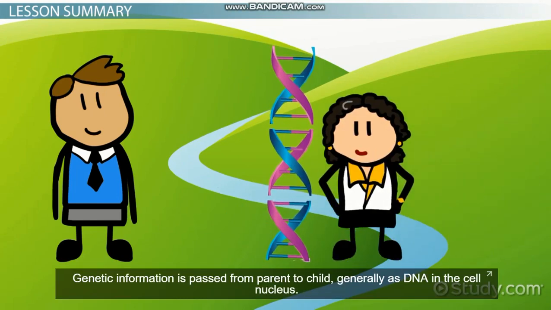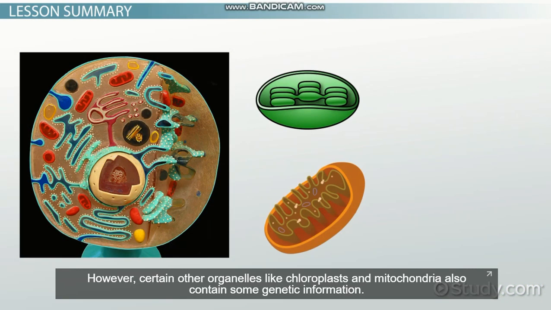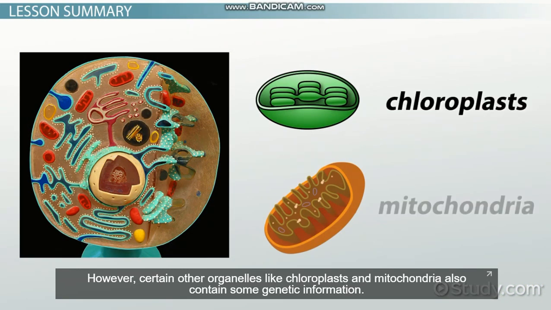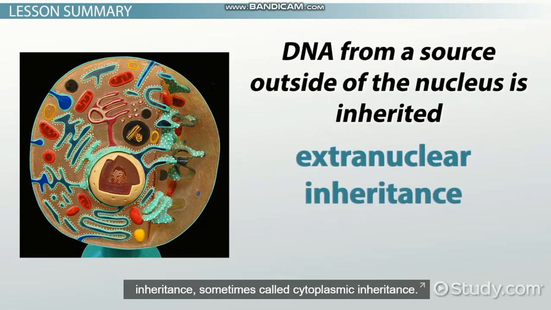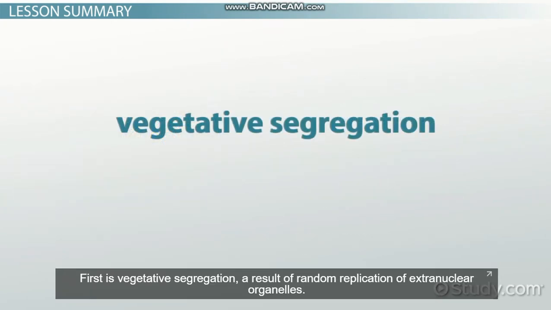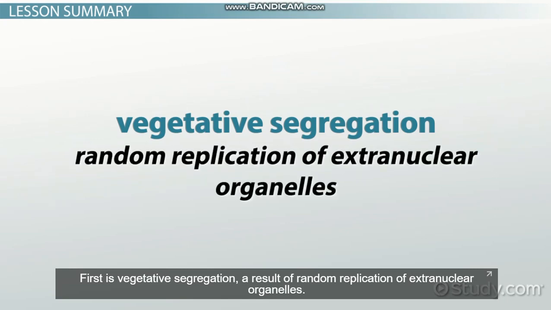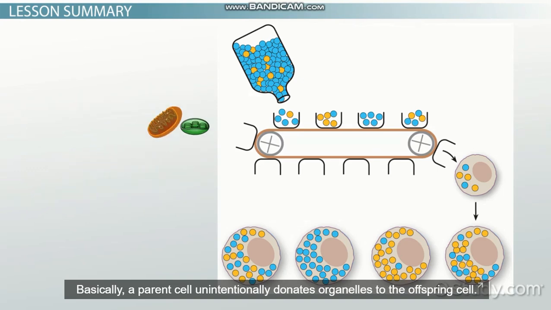Genetic information is passed from parent to child, generally as DNA in the cell nucleus. However, certain other organelles, like chloroplasts and mitochondria, also contain some genetic information. When DNA from a source outside of the nucleus is inherited, it's called extranuclear inheritance, sometimes called cytoplasmic inheritance. This can happen in three main ways. First is vegetative segregation, a result of random replication of extranuclear organelles. Basically, a parent cell unintentionally donates organelles to the offspring cell.